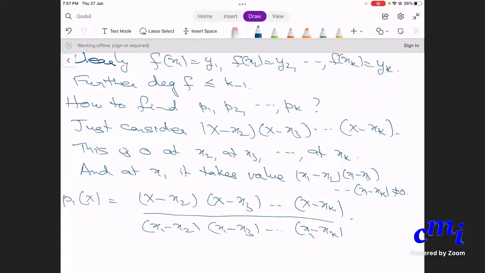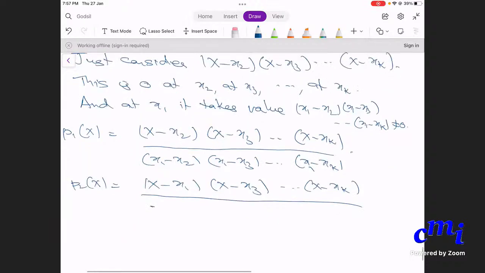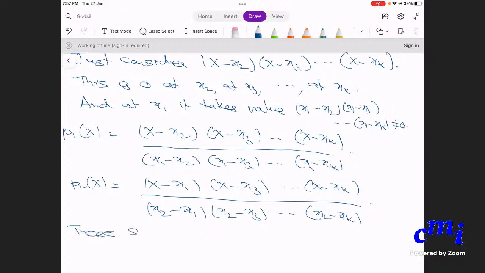Similarly, if you want to do P2 of x, it is x minus x1, x minus x3, leave the 2 out, up to x minus xk, divided by x2 minus x1, x2 minus x3, up to x2 minus xk. And so we have finished. We have solved the Lagrange interpolation problem.